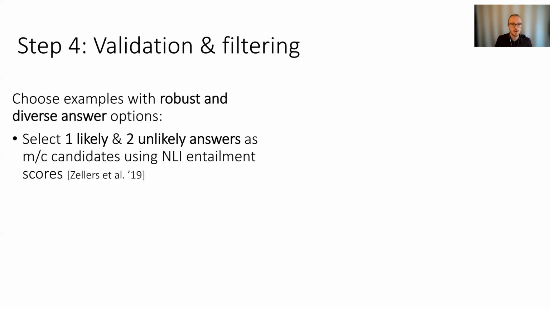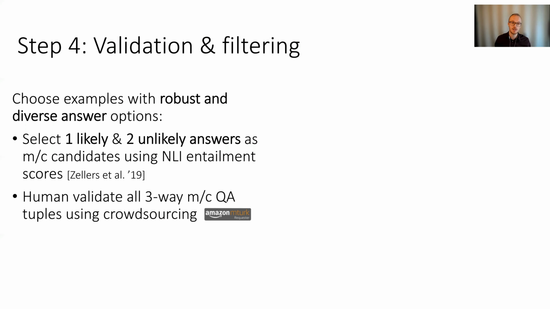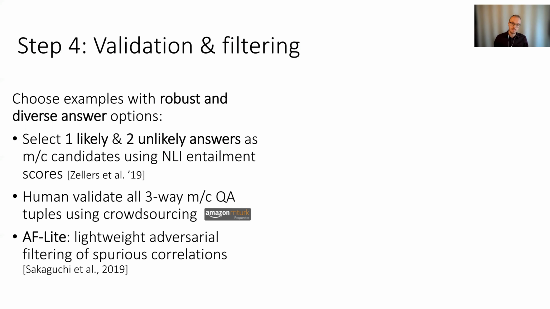So we're going to select one likely and two unlikely answers from our multiple choice candidate pool. We're going to use NLI entailment scores to do this. Then we're going to run a human validation on the three-way multiple choice question tuples using crowdsourcing, to make sure that people can actually answer our questions correctly and that they agree on the right answers. And then lastly, we're going to use an adversarial filtering light technique to filter out answers with spurious correlations.